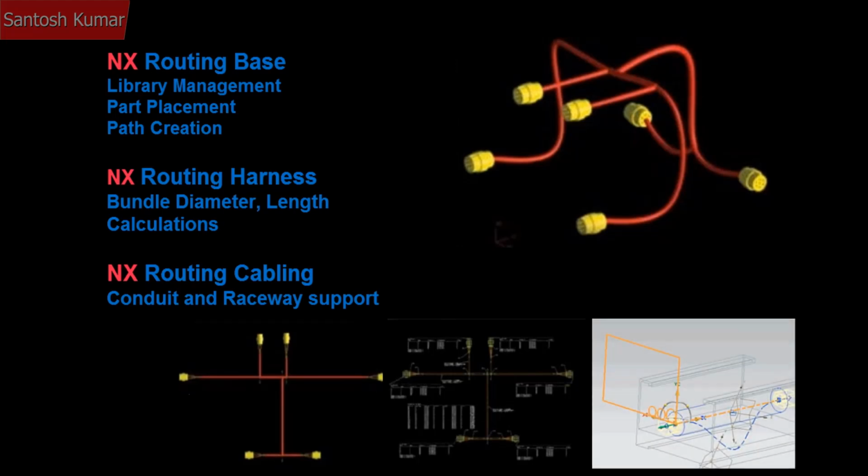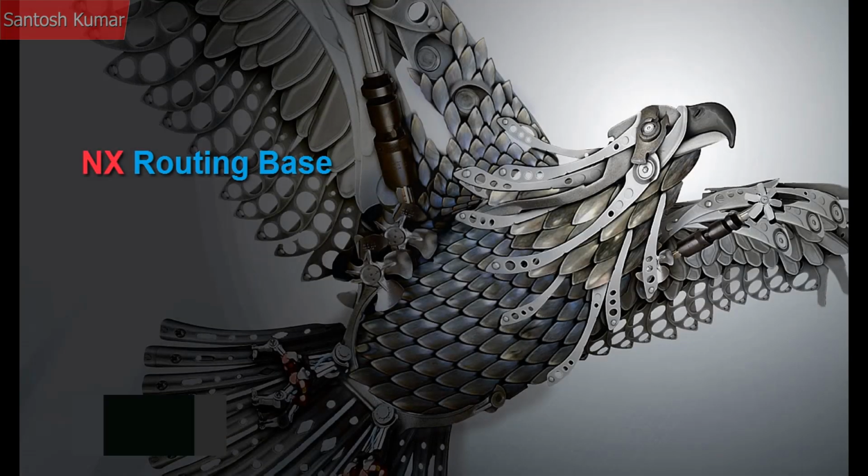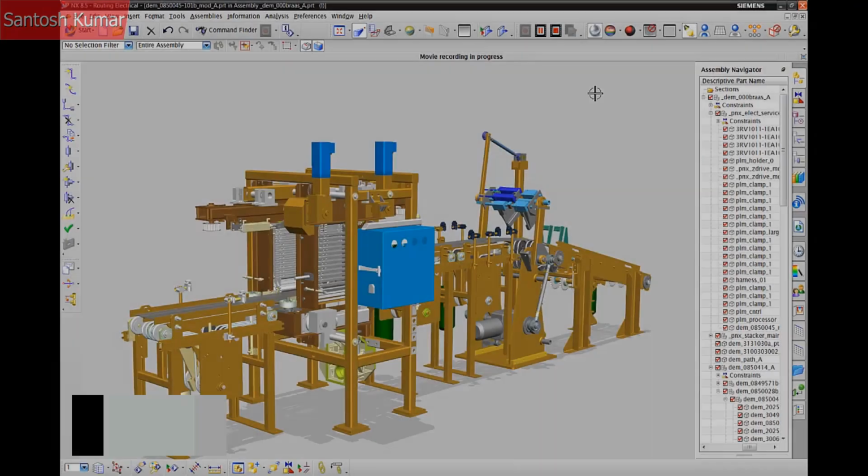NX Routing Cabling supports conduits and raceways. It can facilitate the production of design documentation such as 2D representations of cable tray layouts. NX Routing Base is the base electromechanical routing module.